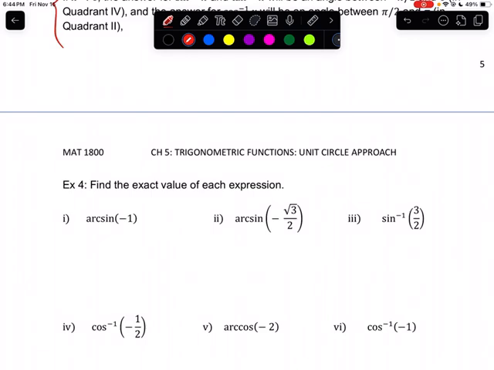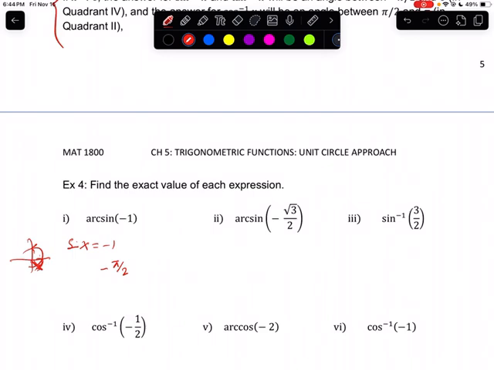Okay, so arc sine of negative 1. What does that mean? Sine of x equals negative 1, and the answer must be in this region. Since the sine of x is negative 1, it means the angle will be down here, so we have to read it like that. So it will be a negative value. So we get x equals negative pi over 2.